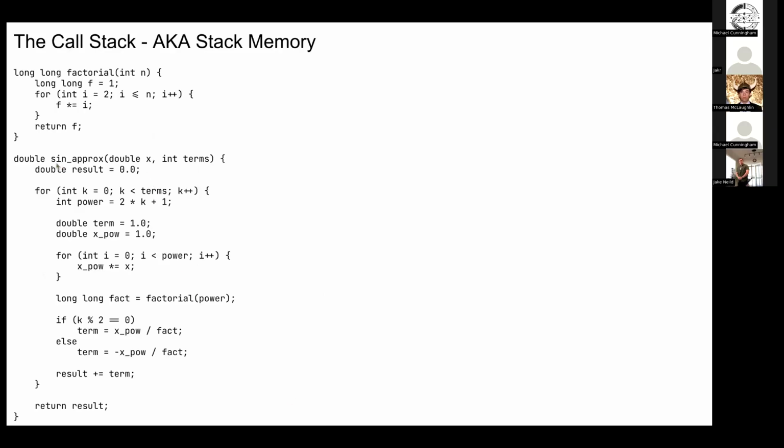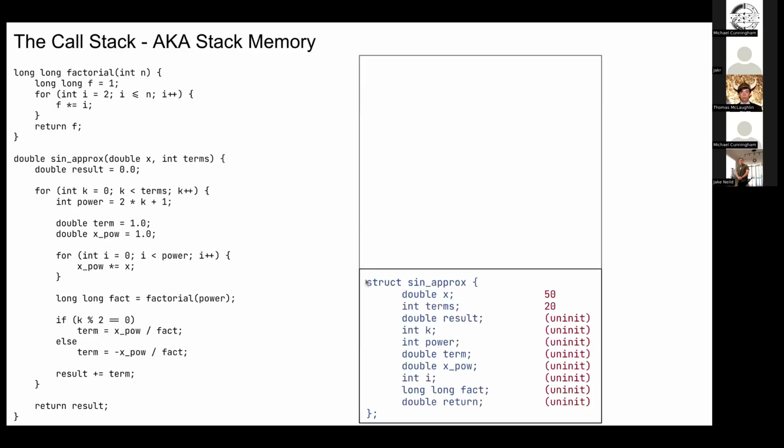One is a sine approximation, right? And it's got variables, it's got loops, it's got inputs and outputs. And then somewhere in the function, it calls factorial, this other function, which has its own set of variables, inputs, and outputs. So when we call this function in our computer, it will navigate to the instructions here, which represent this block of code. And it will, at the same time, generate a little struct.